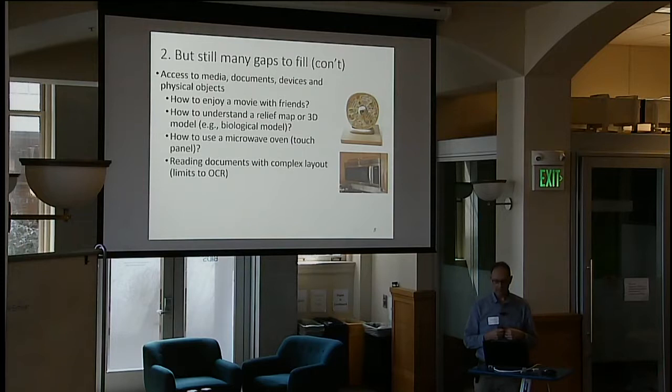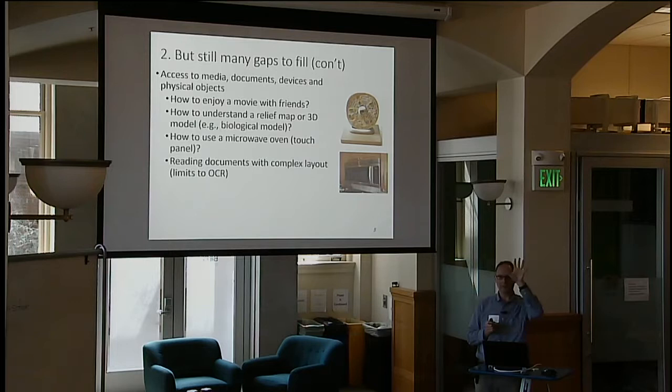Perhaps there's a relief map that you want to explore in your history class, but you can't really see the labels on it. Or a 3D biological model if you're learning in class about the structure of the cell, for instance. Or more prosaic things, at home, the microwave oven may have a touch panel which has no tactile features whatsoever. So how do you know where you're touching? And again, OCR is wonderful, but if you have a physical document that has a very complex layout, it's often hard to navigate around that document. And you may find that the OCR is reading aloud and jumps from one line to another that's logically completely dissociated.